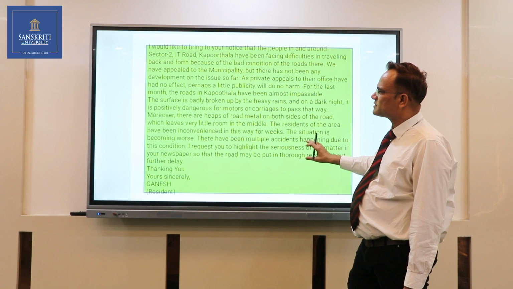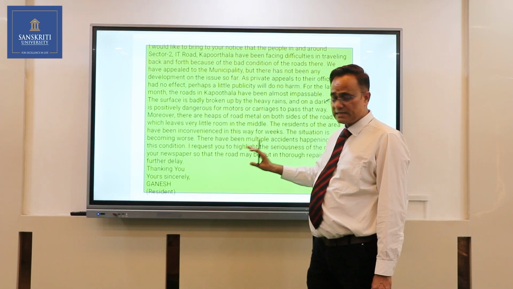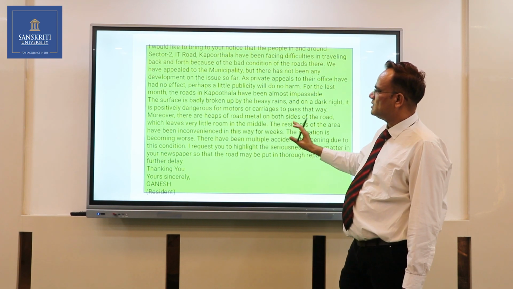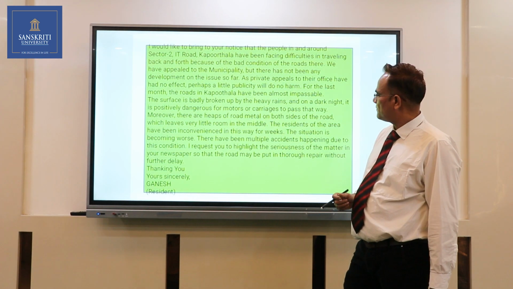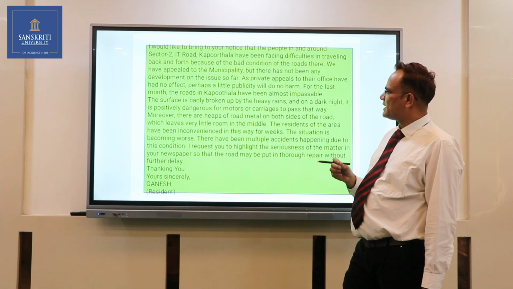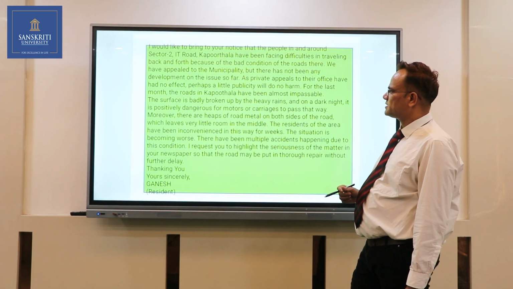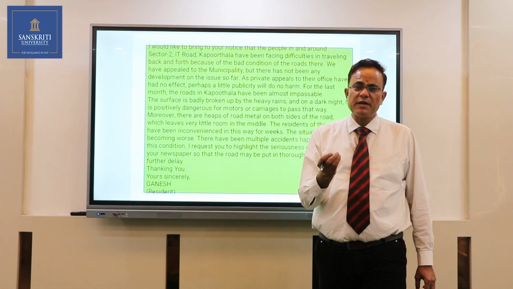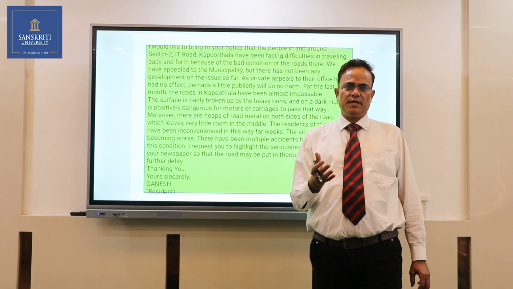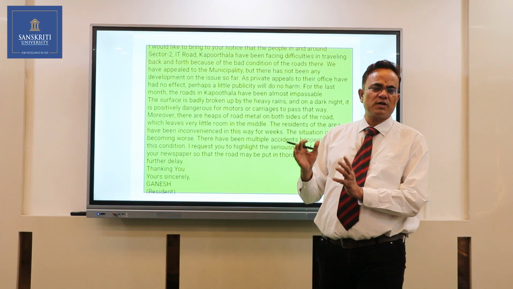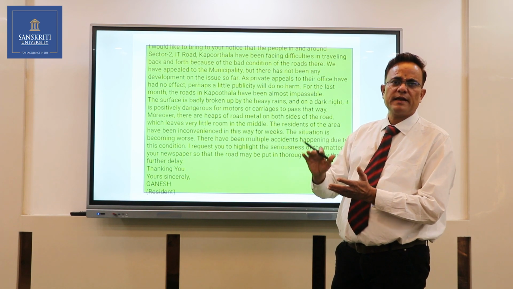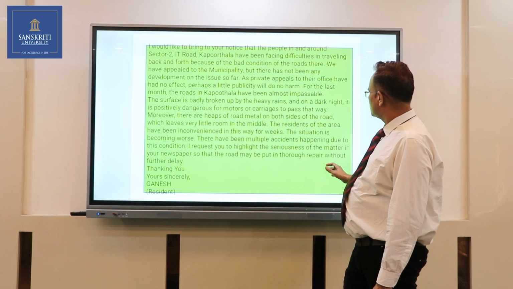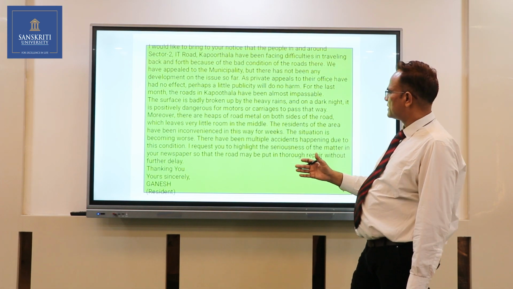No need to write it thoroughly, but try to come to the next line. Moreover, there are heaps of road metal on both sides of the road, which leave very little room in the middle. The residents of the area have been inconvenienced in this way for weeks. The situation has become very bad because nobody is here to listen to my complaint. Although I have complained many times to the concerned department, nobody is ready to take action. The situation is the same as before. So the situation has become very bad.